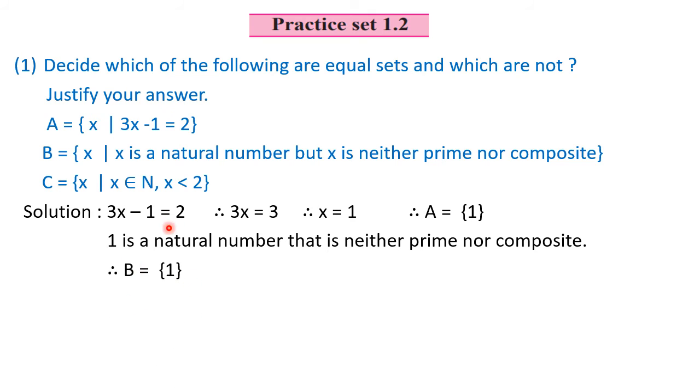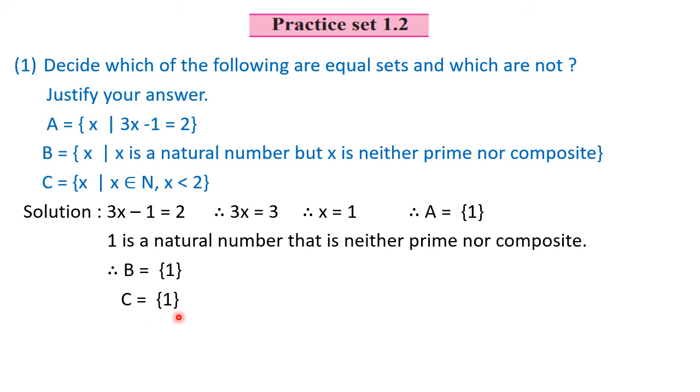So write down the reason, because they have told us to justify your answer. You have to write down that 1 is a natural number that is neither prime nor composite, and therefore set B contains the element 1. Now the last one, set C. We have to write down the natural numbers less than 2. So natural numbers less than 2, there is only one natural number, which is 1.